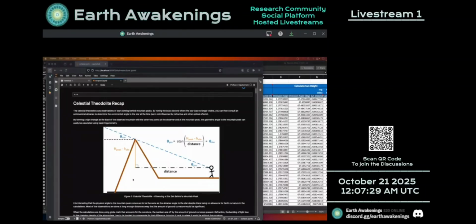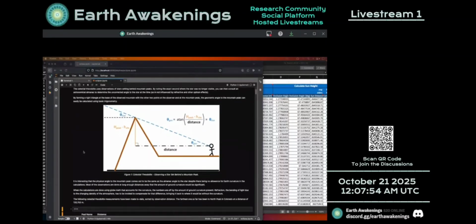By forming a right triangle at the base of the observed mountain, with the other 2 points at the observer and the mountain peak, the geometric angle to the mountain can be easily calculated using basic trigonometry, where the angle is the arctangent of the height of the peak minus the height of the observer, for this vertical distance, divided by the ground distance, which is also going to be equal to the angle to the star from the almanac.